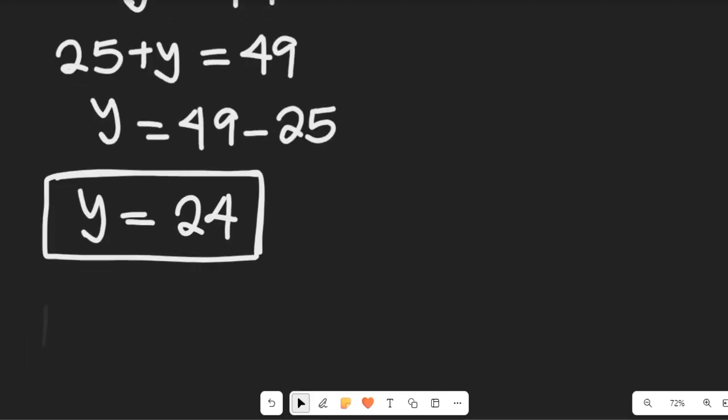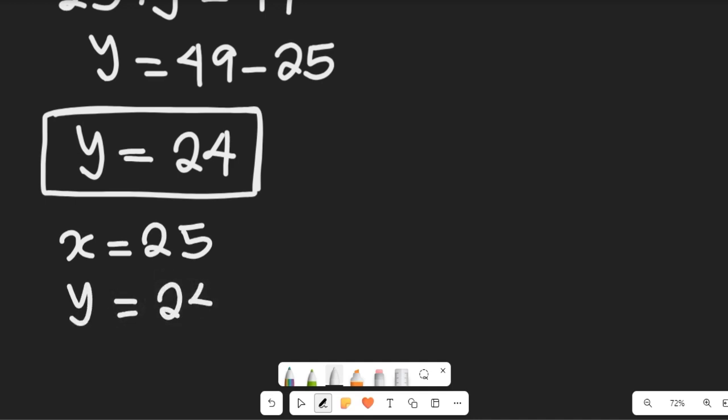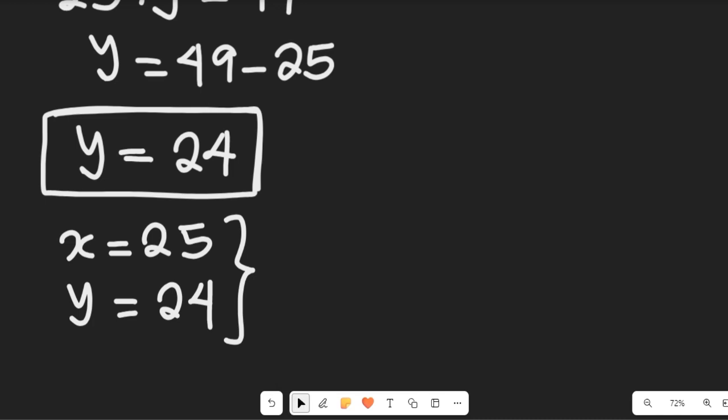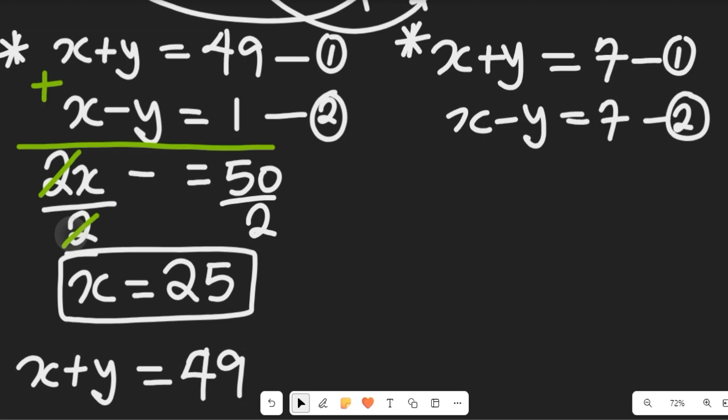So from that expression, we have come to see that our value of x is equal to 25 and our value of y is equal to 24. Now, these are the two solutions for x and y from this simultaneous equation. Now, let's look at the other simultaneous equation.